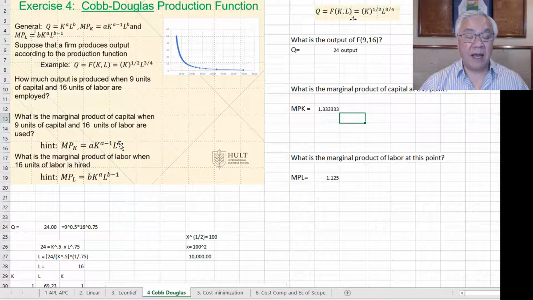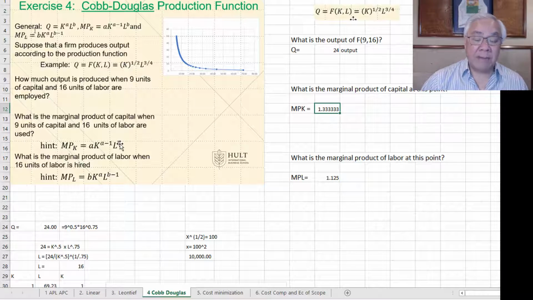What this means is for every unit of capital at the margin at this point of 9 and 16, we'll get 1.33 additional product on the capital side, and we'll get 1.125 on the labor side by adding one extra unit of labor.